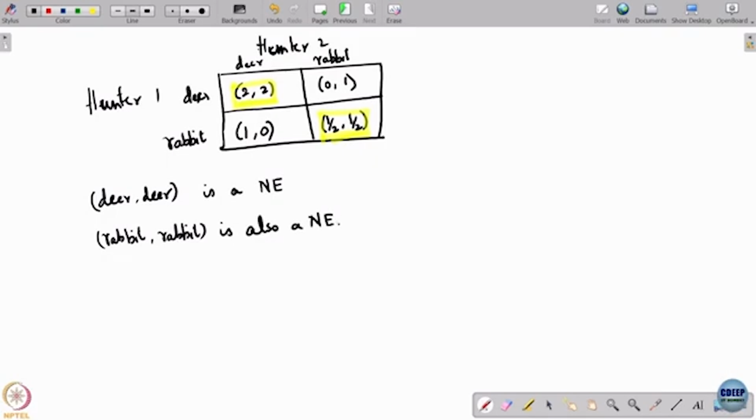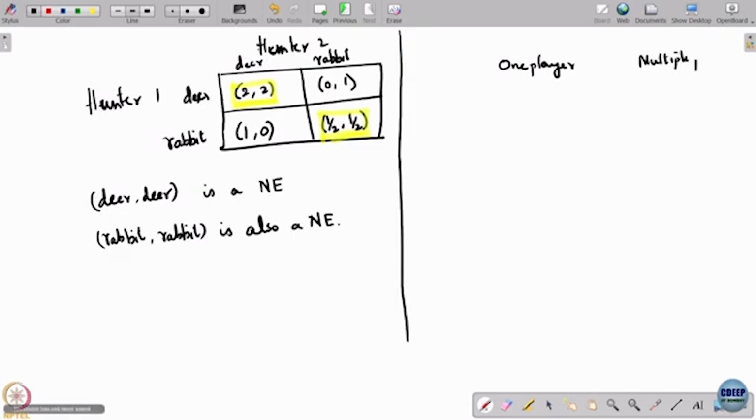Let's conclude today's lecture with just this global picture. If you want to position non-cooperative game theory, you could position it in the following way. You can think of the single player setting, and the multiple players setting. Single player and multiple player.